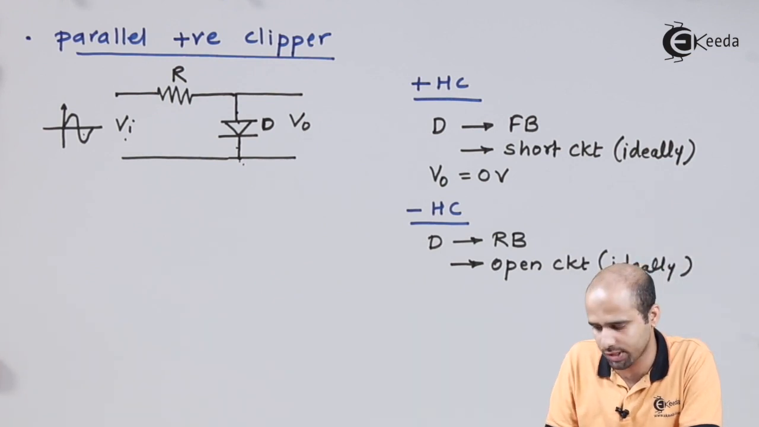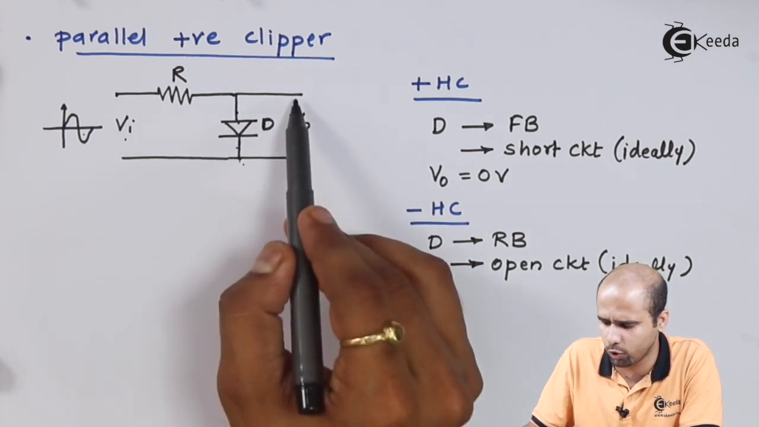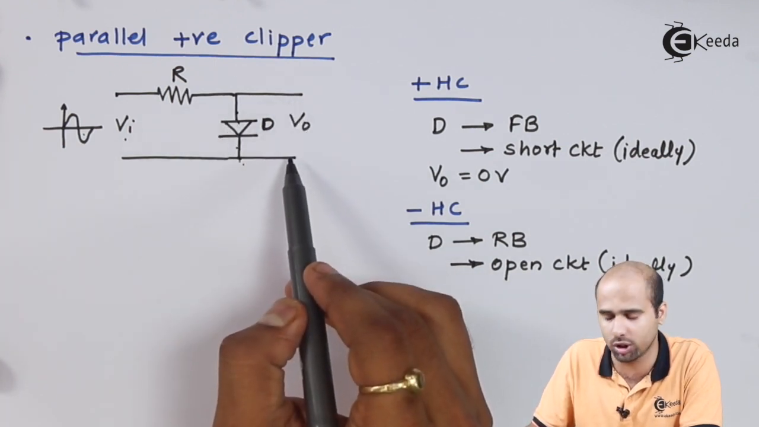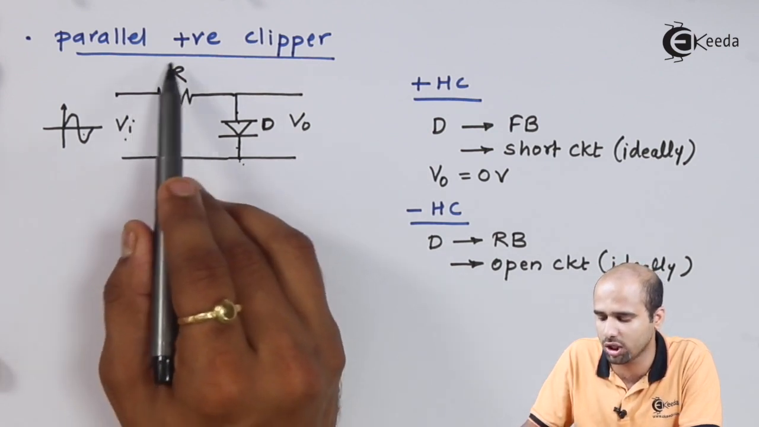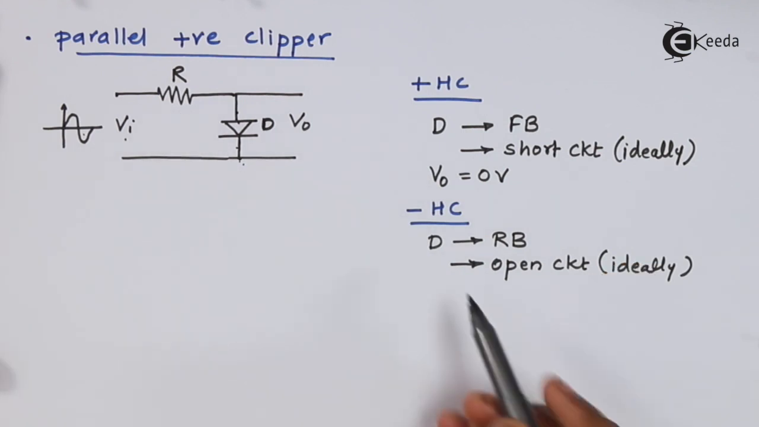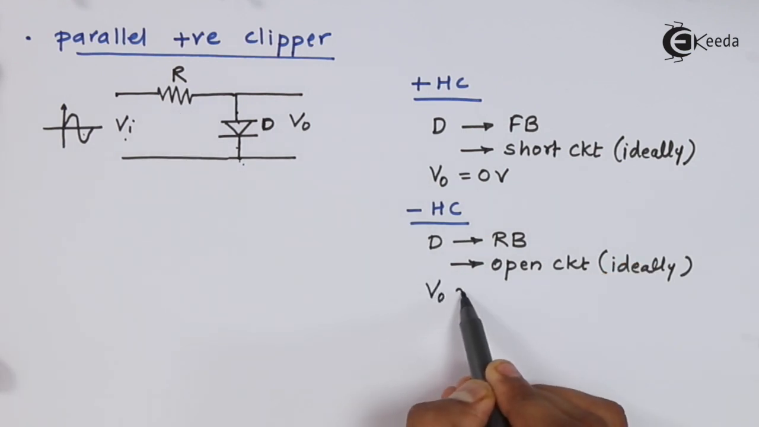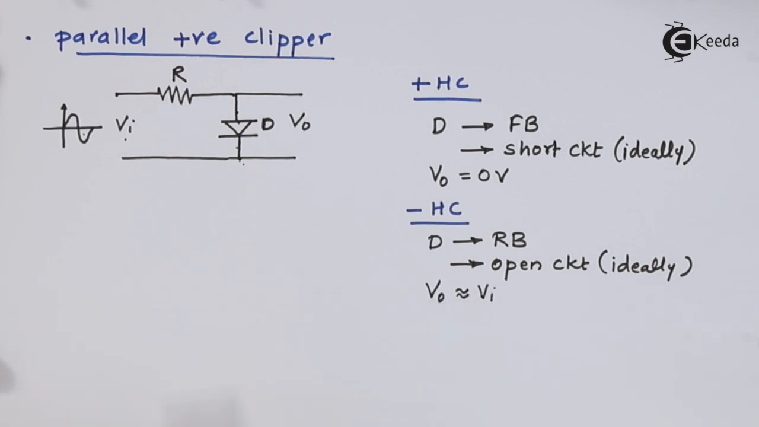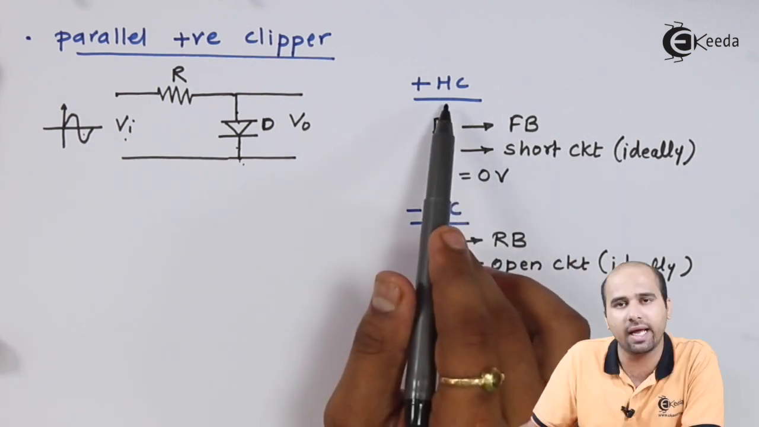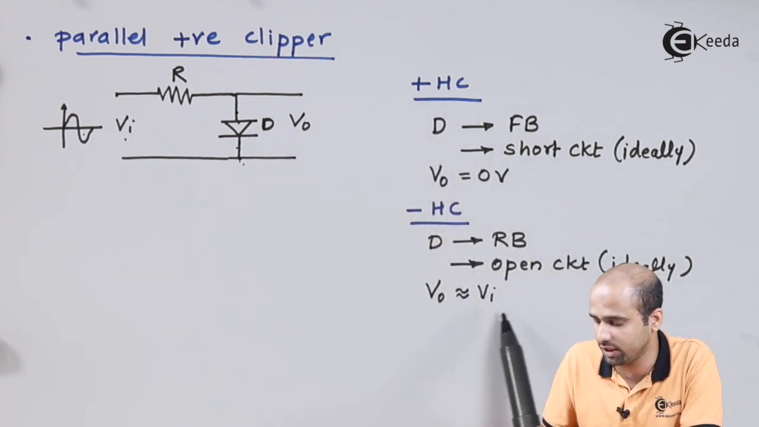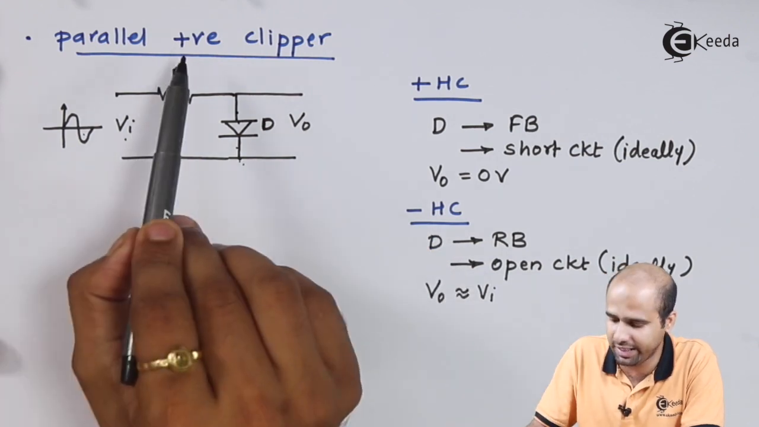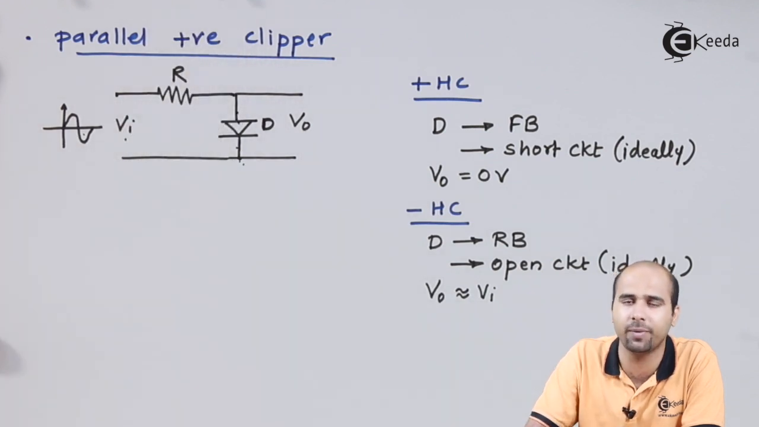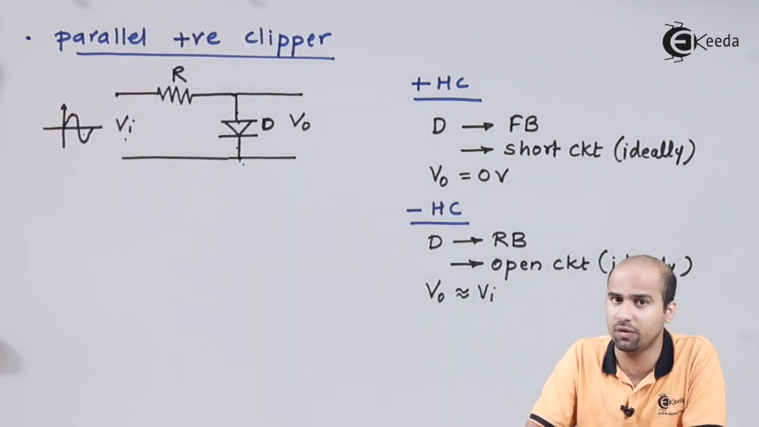Ideally it is an open circuit, and as it is open circuit, the output voltage has no other option than following the input voltage with a very small drop across R. So whatever value of VO I'm getting is nearly equal to the value of VI. Here we will be getting zero voltage in the positive half cycle and the same as the input voltage in the negative half cycle. That means it is clipping off the complete positive half cycle of the input signal.